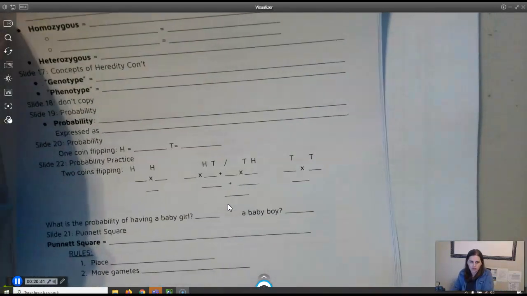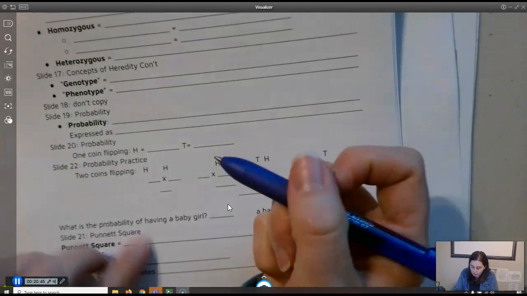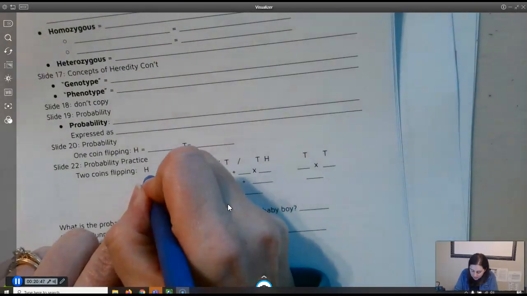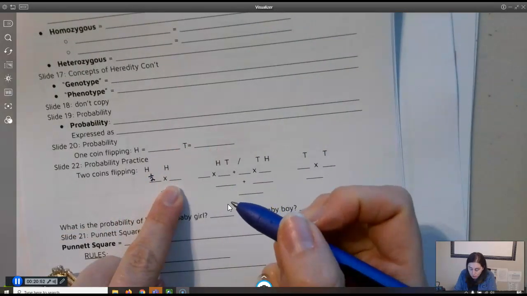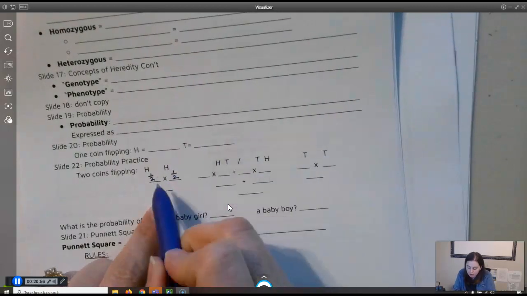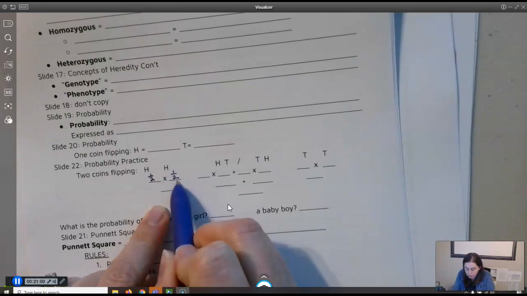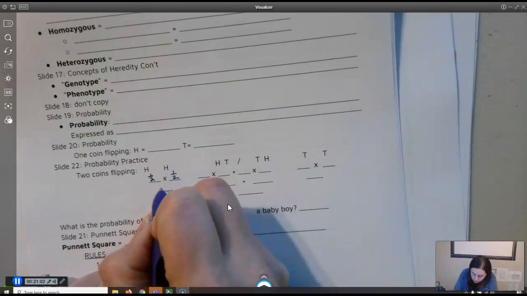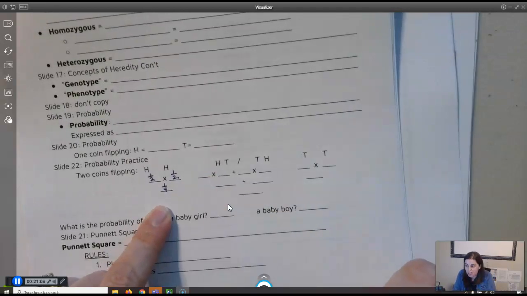All right, so if we have 2 coins flipping, the probability of getting heads, as we found out on the last slide, is 1/2. The probability of the second coin having heads is also 1/2. In order to find out what the probability of getting 2 heads is, you have to multiply those two together. So 1/2 times 1/2 gets you 1/4. Okay, so you have a 25% chance of getting both of them heads.